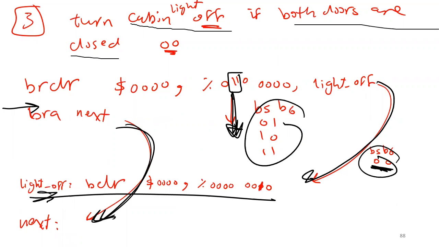If you want to turn it on, you can simply put here bit set, and then you can put 0, 0, 0, 0, 0, 0, 0, 1. Sorry, it's 1, 0. Any question, guys? Okay. Any question?